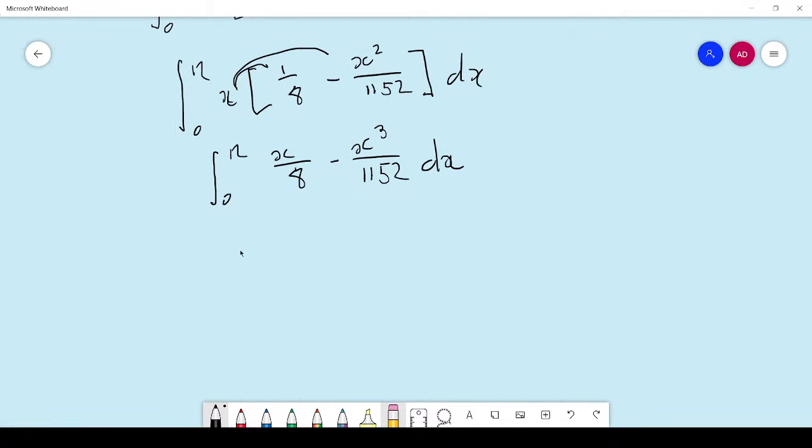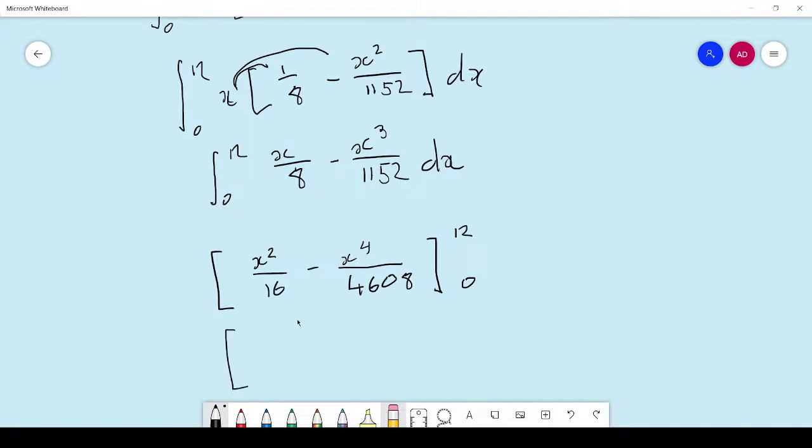And this should be relatively straightforward integral. So x squared, raise the power divided by the new power, so x squared on 16 minus x to the 4 on 4,608. Yeah, 4,608. Good guessing. Between 12 and 0. That sounds right.